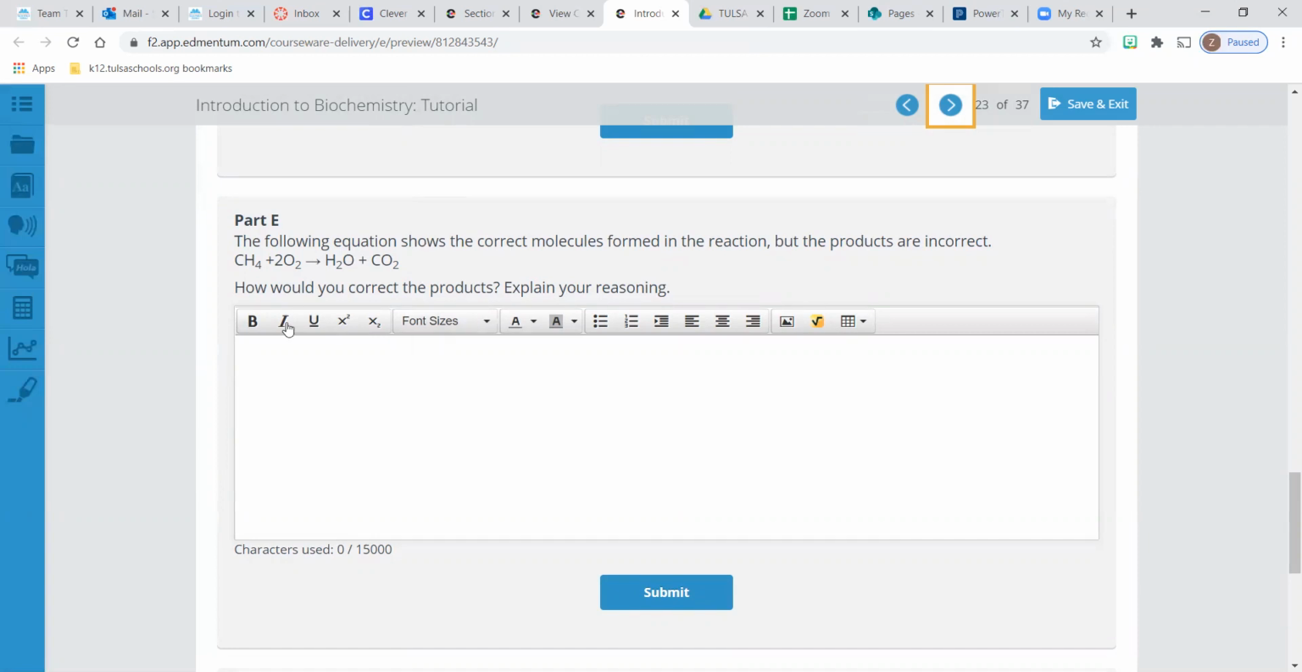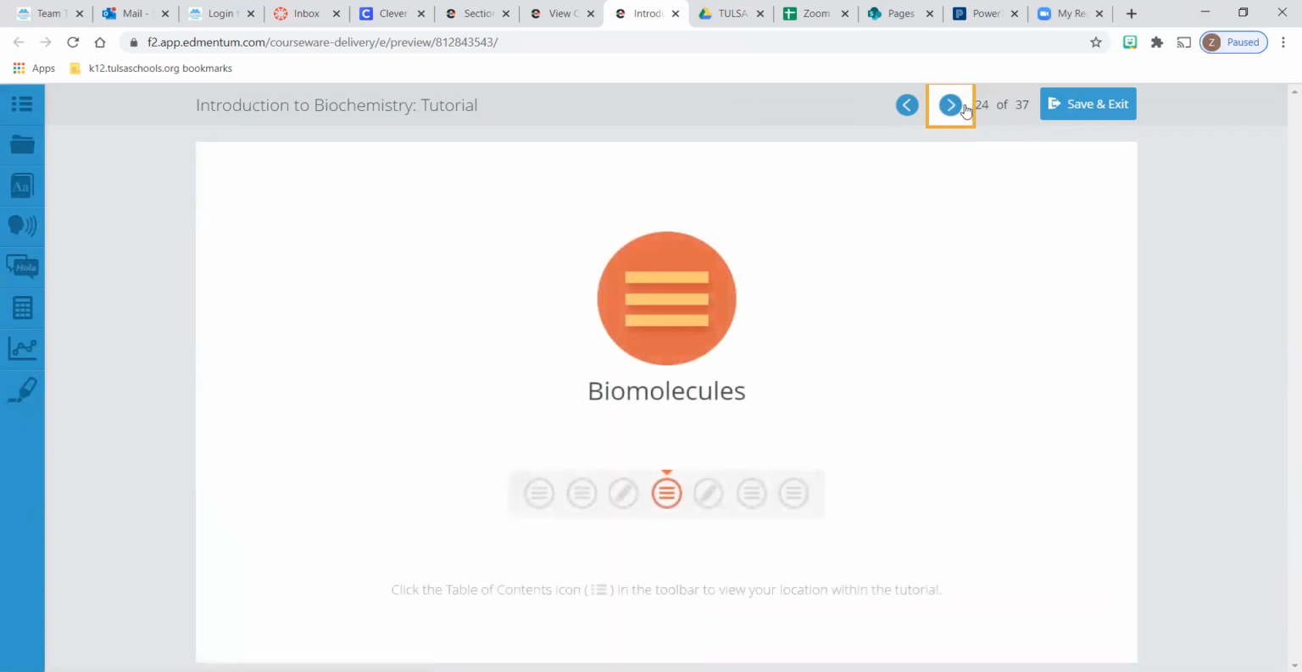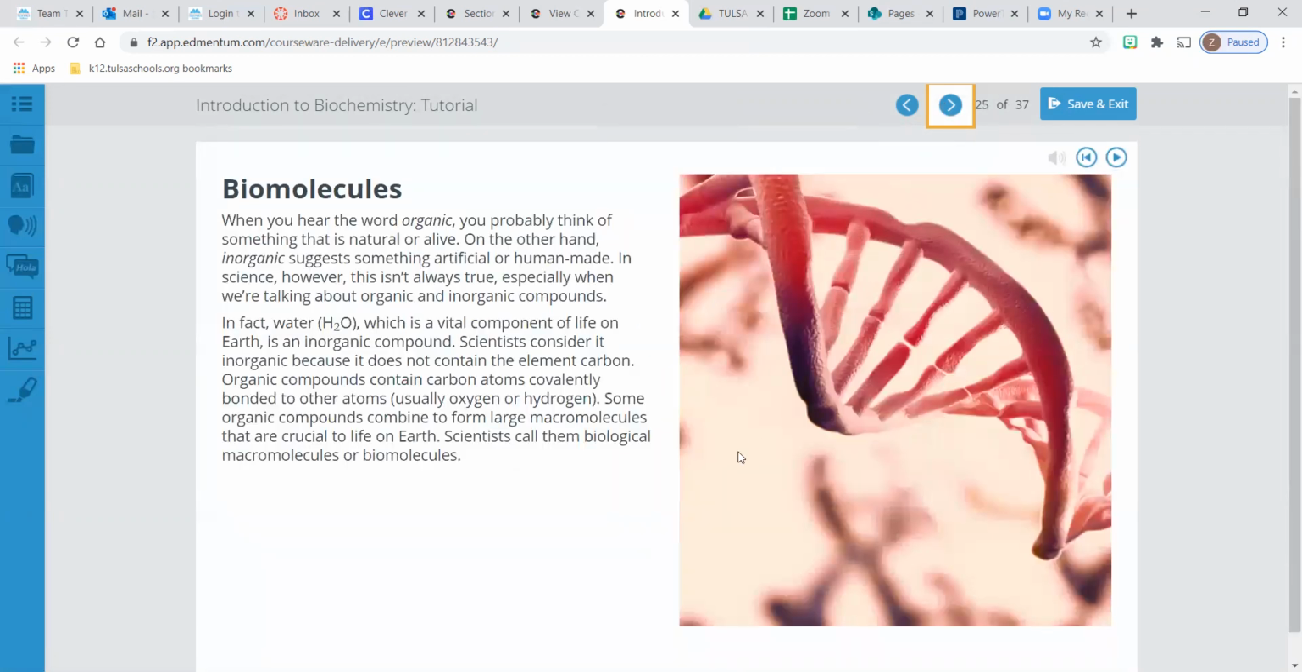So this shows the correct molecules form the reaction, but the products are incorrect. How would you correct it? So how do you make these equal, right? Something is off here. But I'll let you do that. And we will move on to biomolecules.